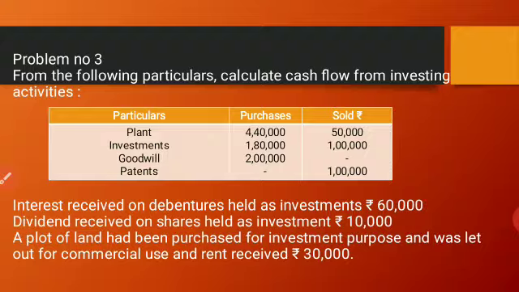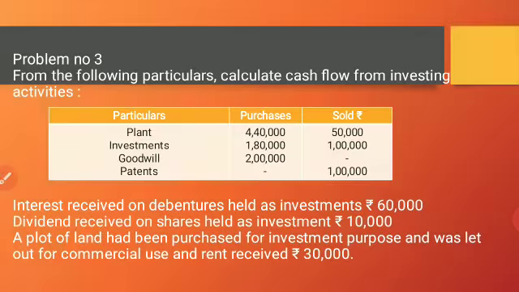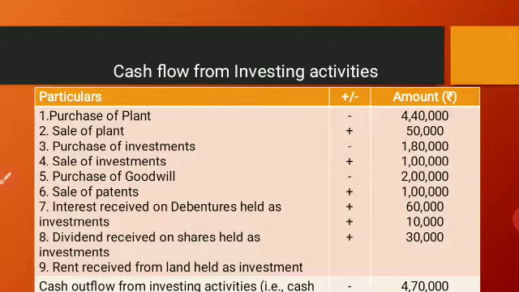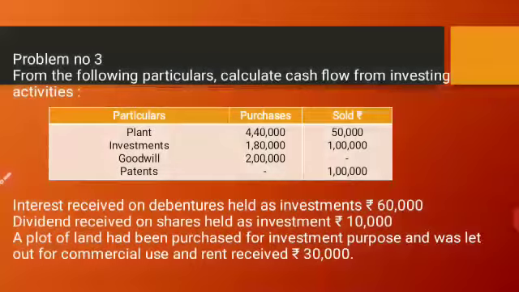Now, what are the things that we have to keep in mind before calculating investing activities? Whatever assets have been purchased will be deducted, whereas the sale of any asset or long-term investment has to be added back. Now let us go one by one with the sum. They have specified cash flow from investing activities. What is the first item we have to consider?